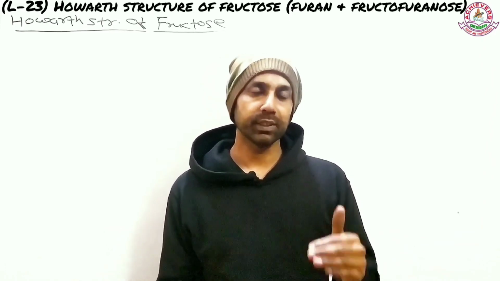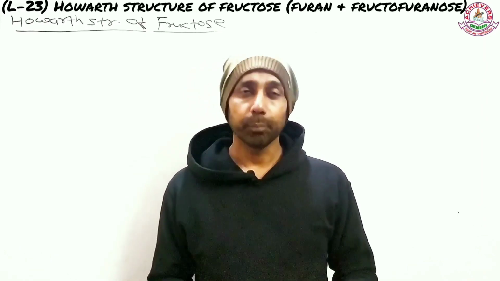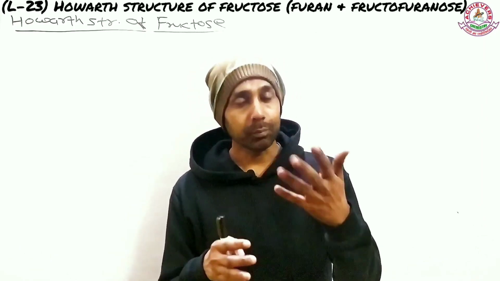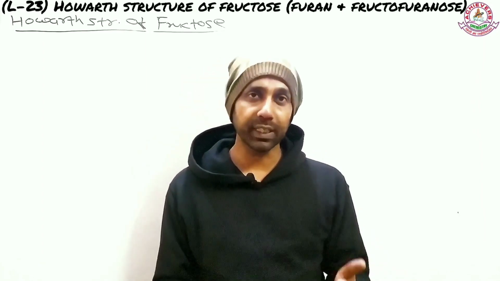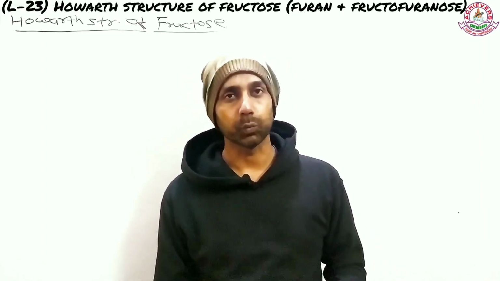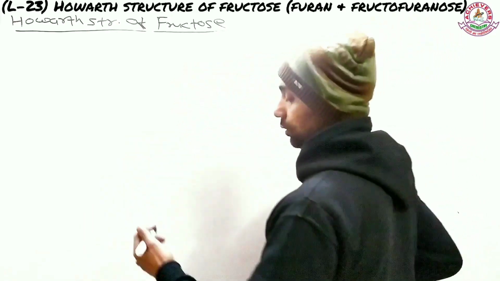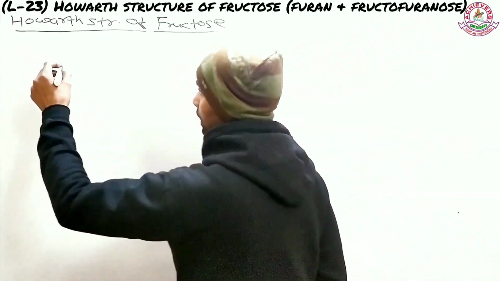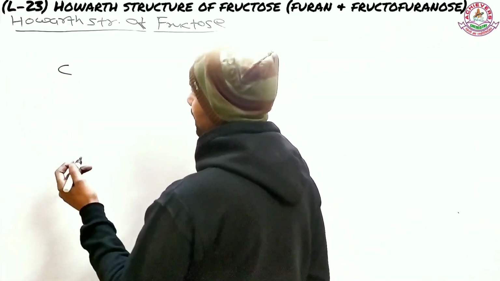Another thing I will discuss in this lecture is why we needed a structure like Haworth, because the open structure when converted into cyclic was also enough to get the cyclic form of fructose, right? So let's see that and get through it. The first thing I'm doing here is taking the open or straight chain structure.